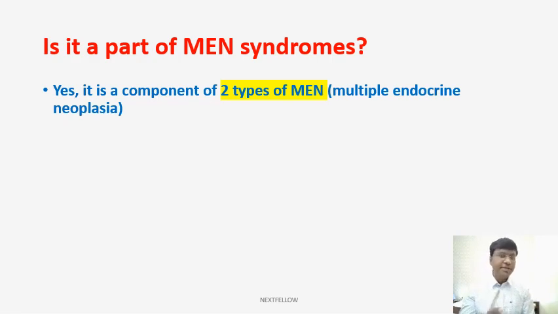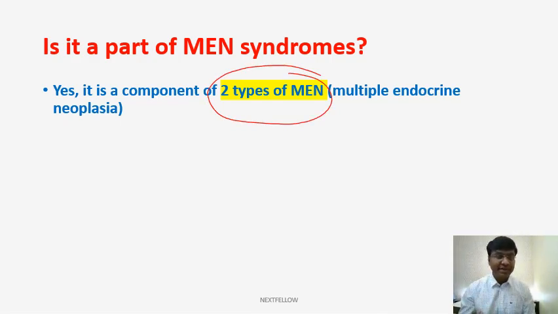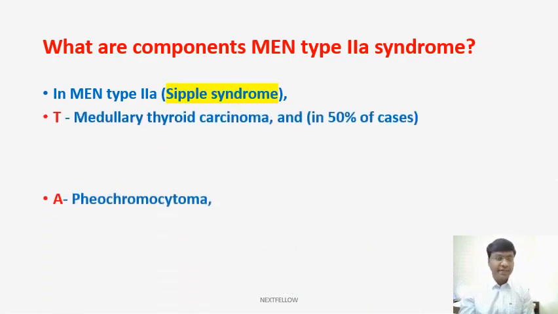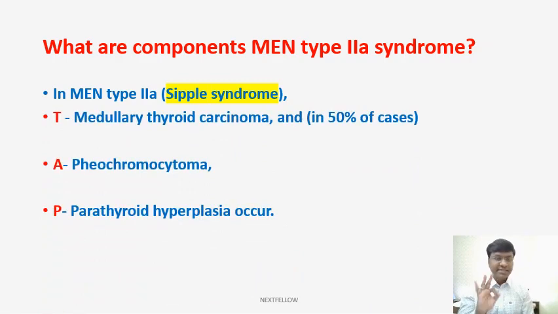And medullary carcinoma of thyroid is a component of MEN2. So it is a component of both MEN2A as well as MEN2B. MEN2A is also called Sipple syndrome. And what are the malignancies in MEN type 2A? In MEN type 2A, you have a mnemonic called TAP. These three are the malignancies in MEN type 2A, which is nothing but Sipple syndrome.